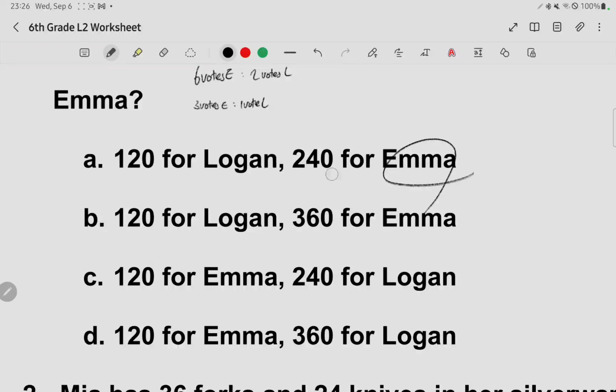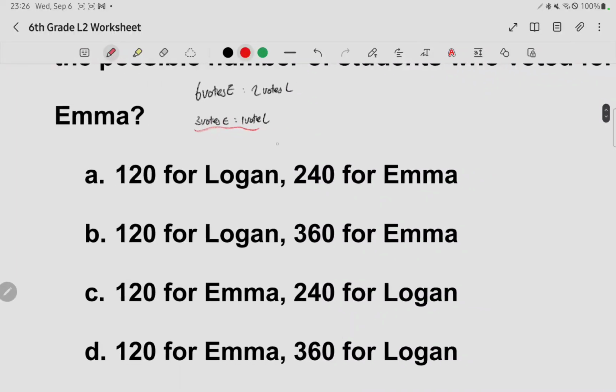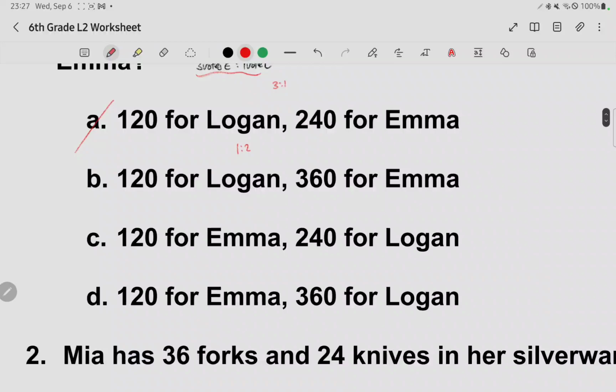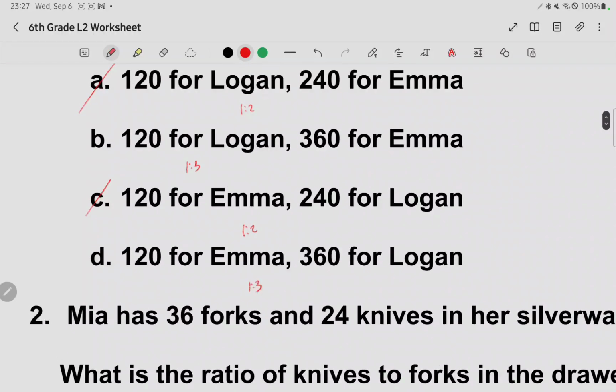But first and foremost, let's compare our ratios. This is 3 to 1, as I said. And if you look at choice A, you can notice that's 1 to 2. So A is not going to be our answer. And B is 1 to 3. But we don't know yet because we haven't looked at C and D yet. So let's look at C. C is also 1 to 2. So C is not going to be our answer. D is 1 to 3.